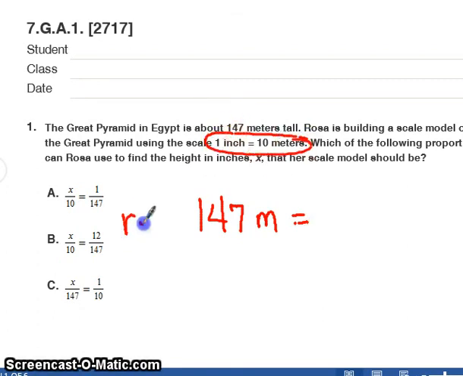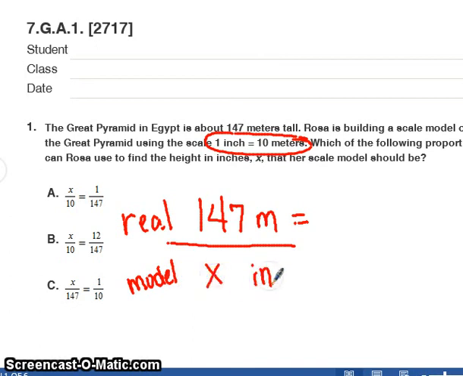So this is what it is in reality for the Great Pyramid. We want to know how much it would be on Rosa's model. We're going to use the variable x, measured in inches. So we have the scale 1 inch is 10 meters. I want to caution you to be careful to keep your ratios in the same order. Reality here is 10 meters, and 10 meters is 1 inch on Rosa's model.